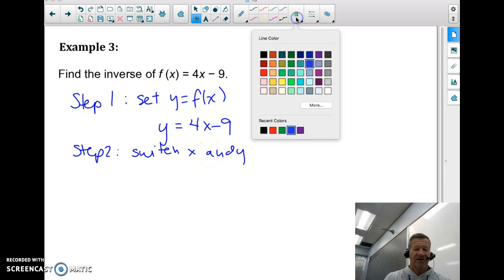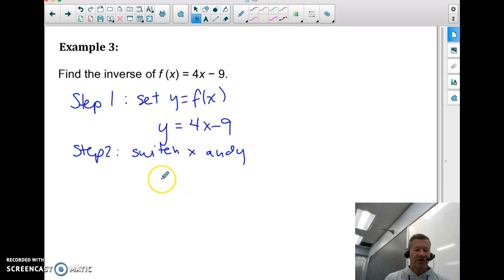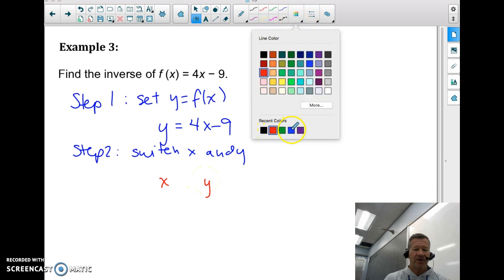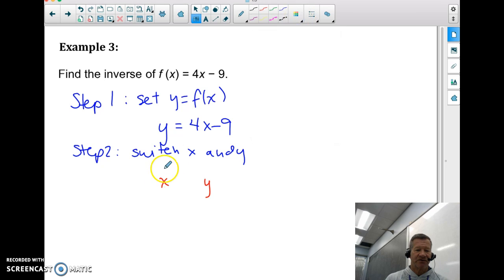And I'm going to use different colors just to illustrate a little better. We'll use a nice bright red. So we're going to put x over here and y over there and write down the rest of the stuff just the way it is. So y replaced by x equals, instead of 4x, it's 4y minus 9. So we replaced both of those x values. The last step, step 3, is to solve for y.